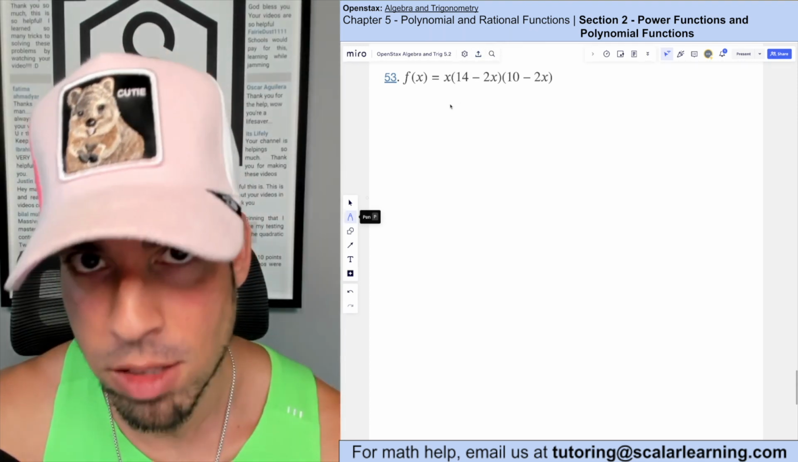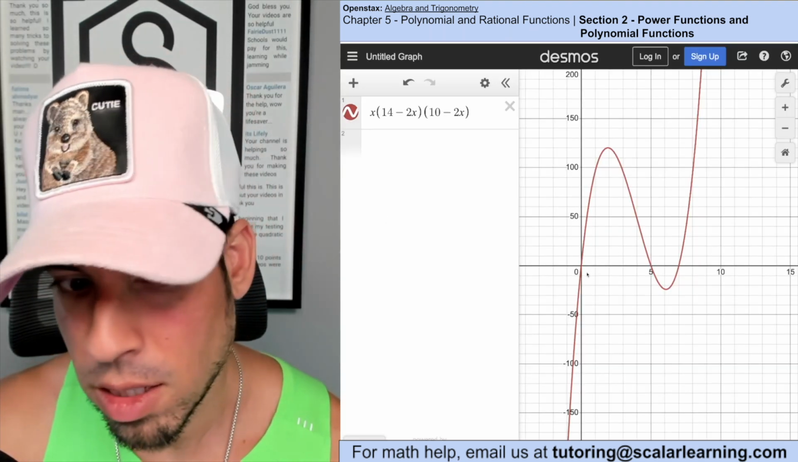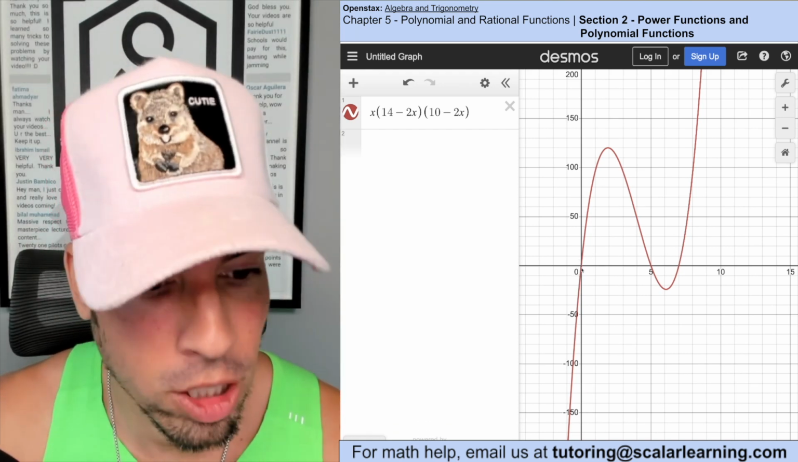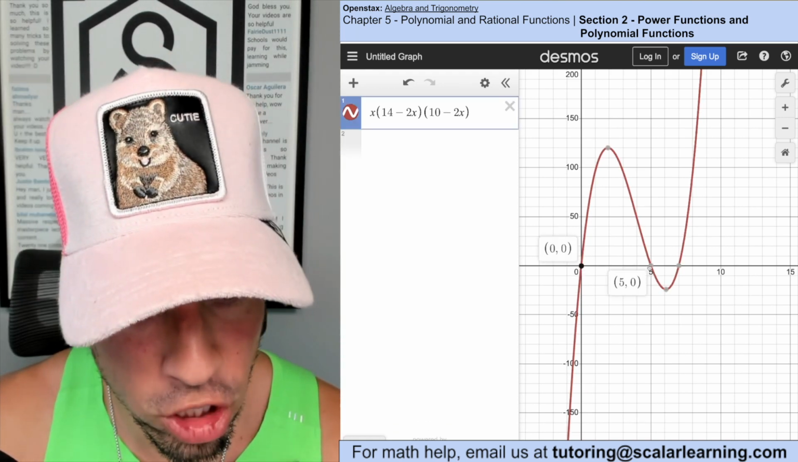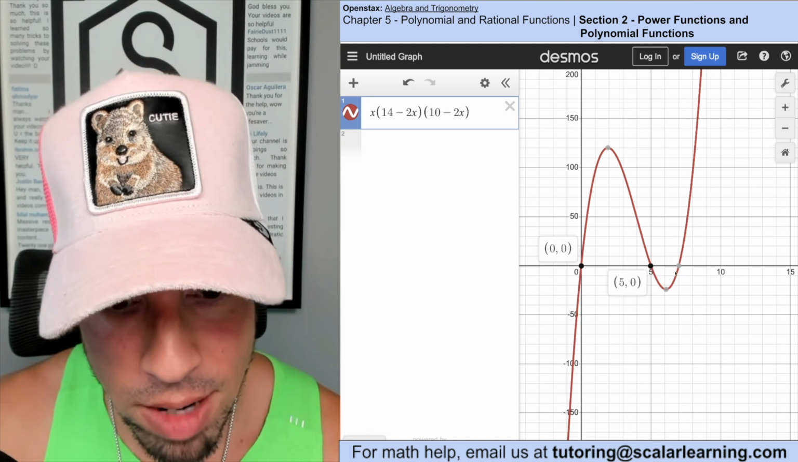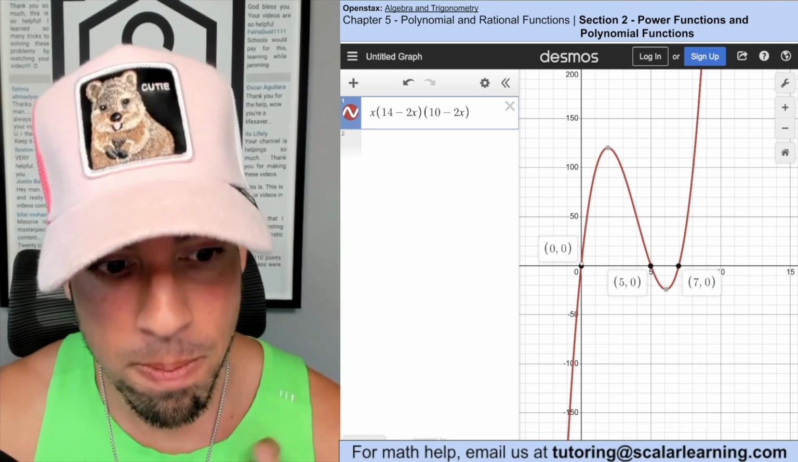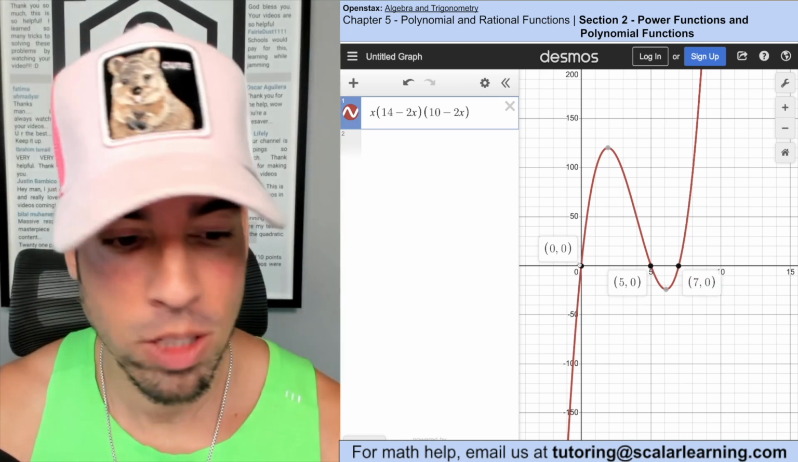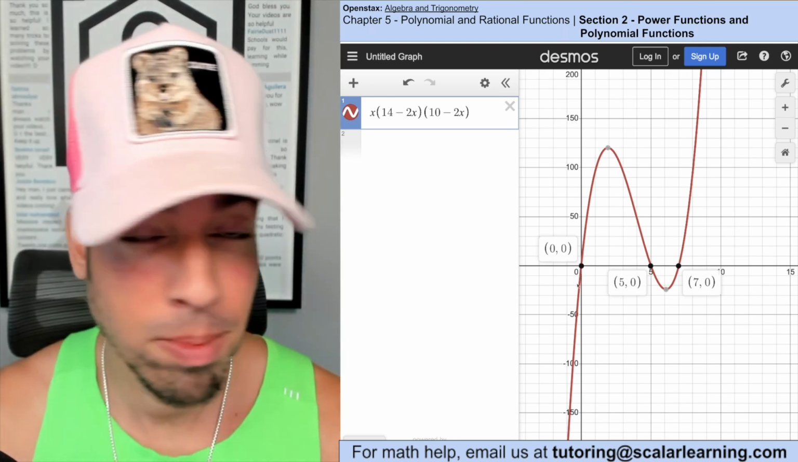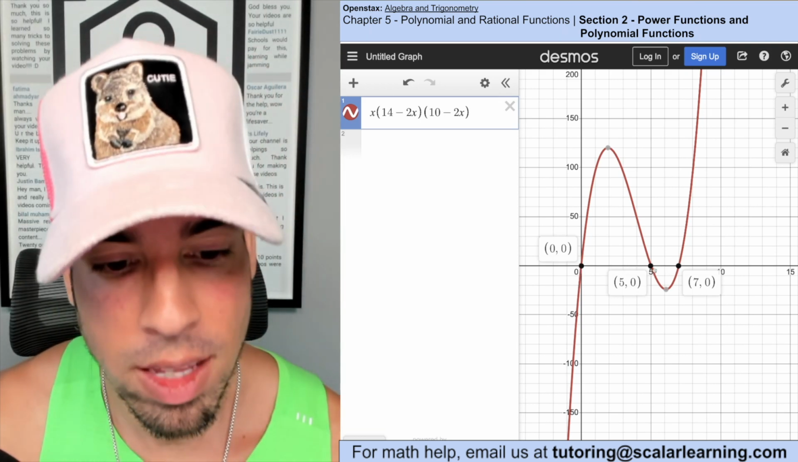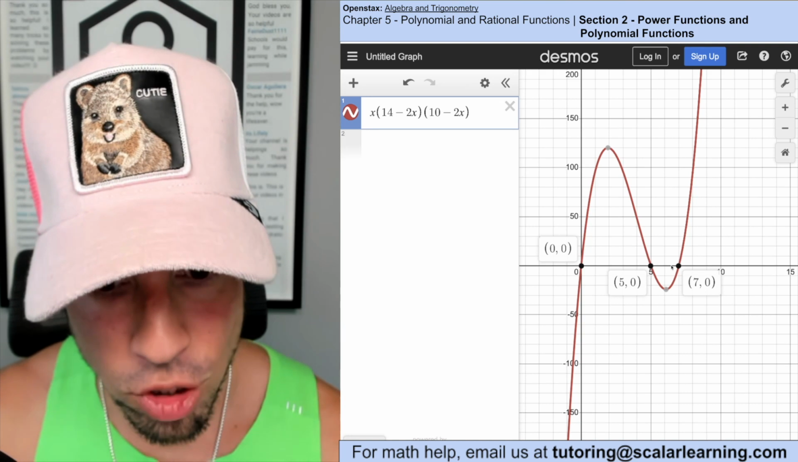So let's do that now in Desmos. For this one, I adjusted the scaling a little bit so we could see it clearly, but check this out. Look at our intercepts. We got the origin, we got another x-intercept at 5, 0, and another one at 7, 0. Now, that origin intersection is both an x-intercept and our y-intercept. And then we also have additional x-intercepts at 5, 0 and 7, 0.